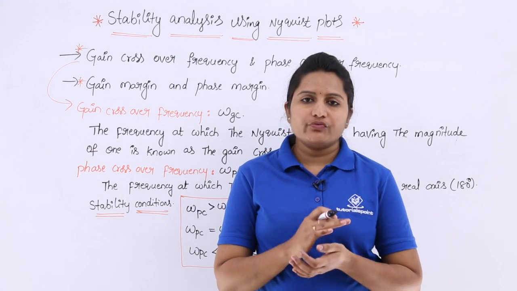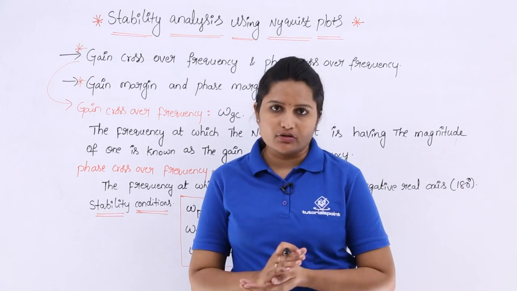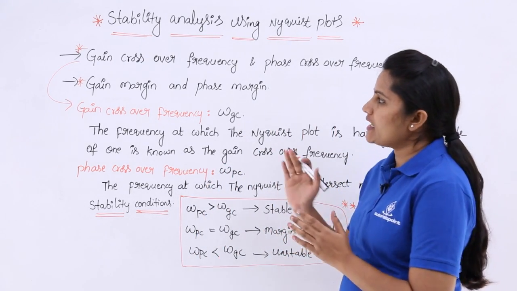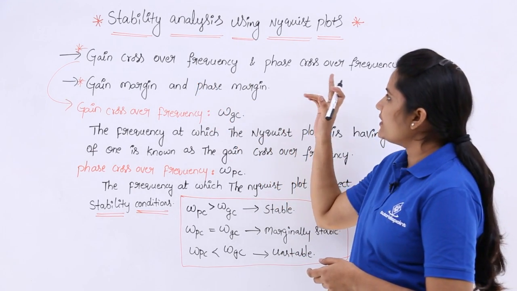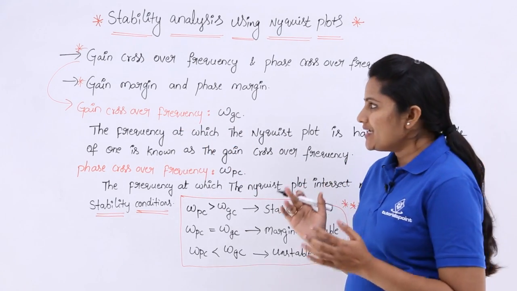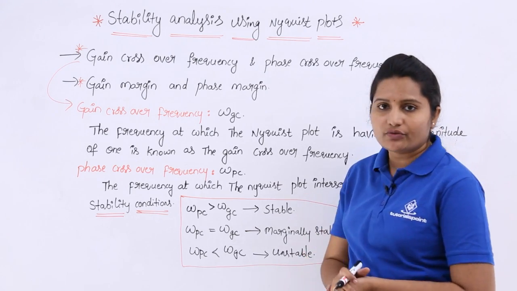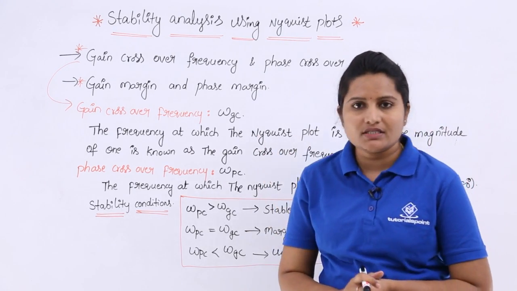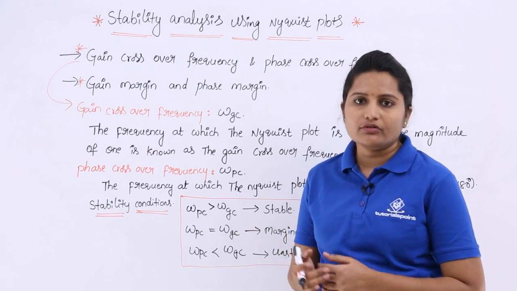In this video, we are going to discuss stability analysis of the Nyquist plot. Stability analysis using Nyquist plots can be done by using two parameters, that is gain crossover and phase crossover frequencies, and gain margin and phase margin. In this class, we will discuss gain crossover frequency and phase crossover frequency, and by using those, how we can analyze the stability of the system in the Nyquist plot.